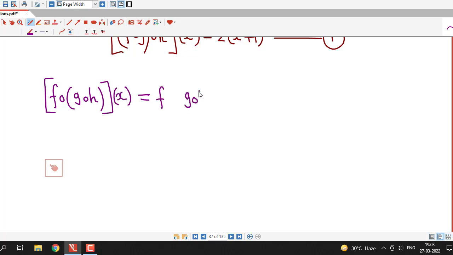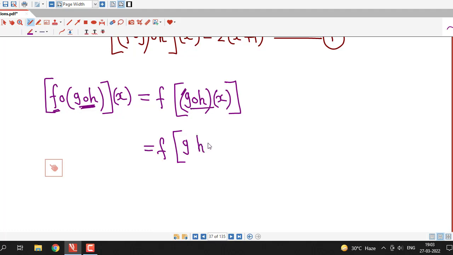Now we obtain this quantity f composite g composite h. So that is also a function from R to R. So first we write f composite g composite h at any point x equal to f of g composite h of x at any point x. This is by definition of composition. We consider this as one function, this as another function. Now again we use the definition of composition. This we can write as g of h(x). I can use different brackets if I need.